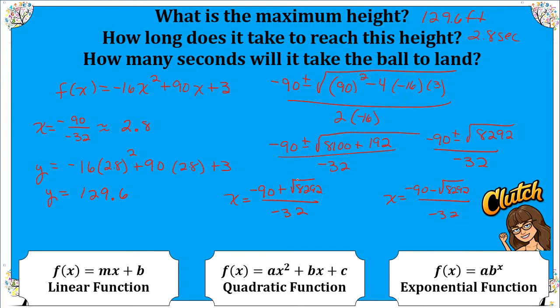So this gives me a negative 0.03, so that's irrelevant. And then let's see what this one gives us. This gives about 3.126, I'm just going to say 3 seconds. So that's how long it takes for Mandy's ball to hit the ground.